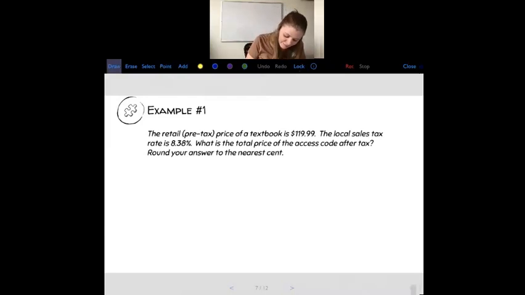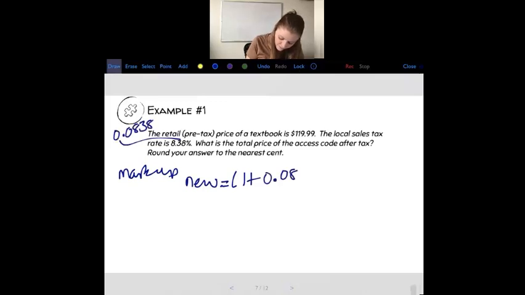So this is going to be a markup problem because we're talking about a tax. When you're determining markup or markdown, think about whether the price is going up or going down. Okay, so our new value is equal to 1 plus P. So our decimal is 0.0838 times the old value, 119.99. So this is how we would get how much you would pay at the cash register, or if you bought it online, this would be how much money is coming out of your pocket.